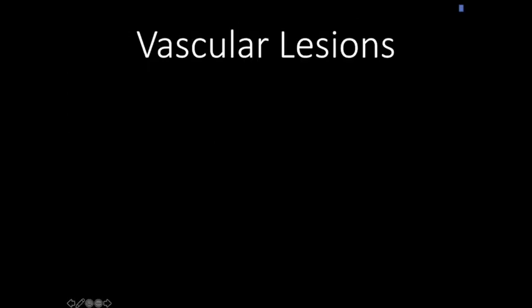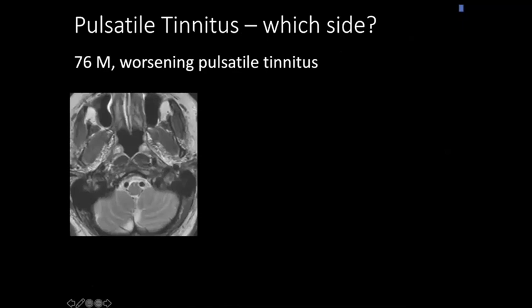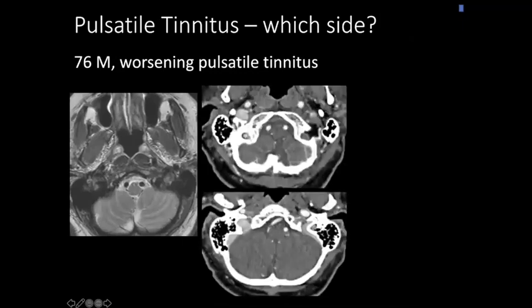With regard to vascular lesions, here we have a patient who's experiencing pulsatile tinnitus. 76-year-old man, axial T2 weighted image. I ask you to look and tell me what side is the pulsatile tinnitus. Well, I don't know, just based on the axial T2. It's hard to appreciate any abnormality. This patient also got a CT angiogram.